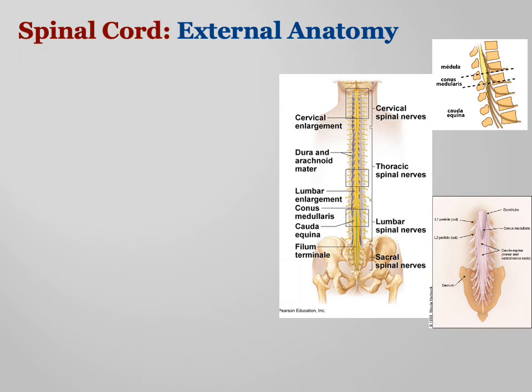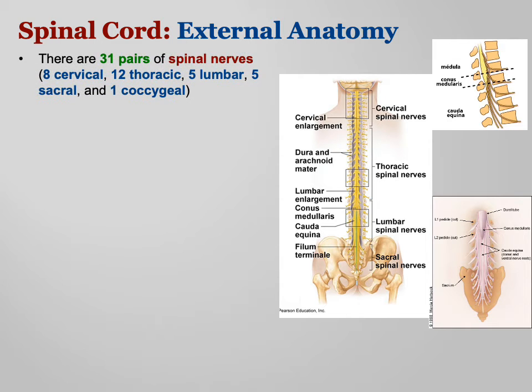So let's take a look here at some external anatomy of the spinal cord. There are 31 pairs of spinal nerves: 8 cervical, 12 thoracic, 5 lumbar, 5 sacral, and 1 coccygeal. Now, something about those numbers should look funny to you. What's wrong there? Think in terms of the vertebrae. Yeah, there are only 7 cervical vertebrae, but there are 8 cervical nerves. But other than that, it's the same number as the vertebrae. It makes it easy to remember.